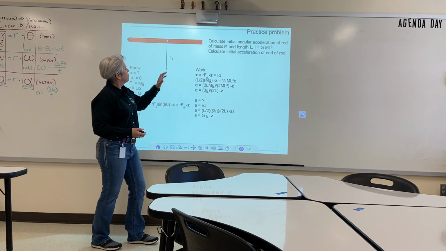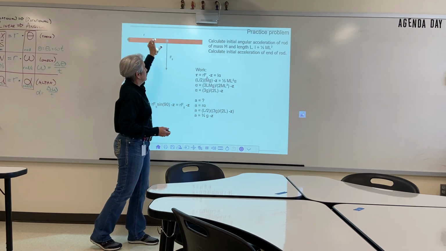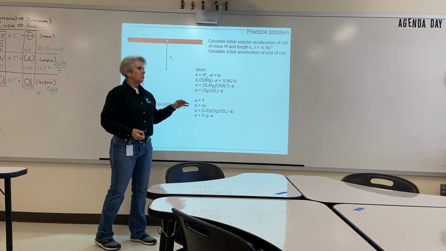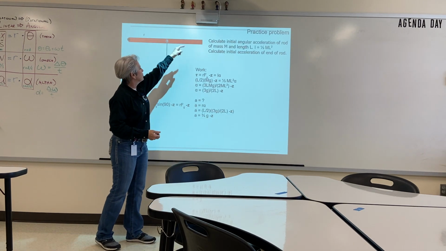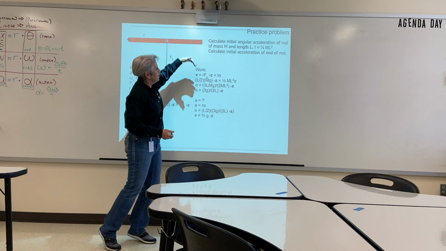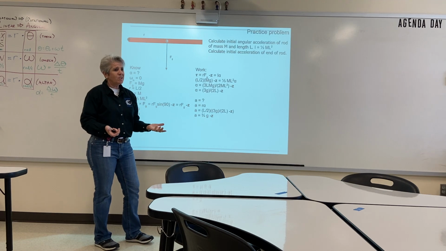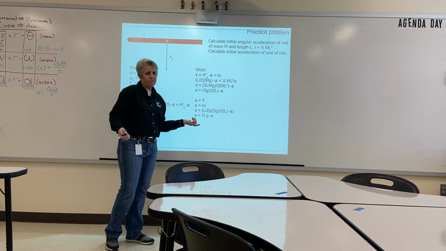Well, sure. If this was not hinged here, if we just let the whole bar drop, it would fall at g. Because it's hinged way over here and you have this long radius, the initial linear acceleration is going to be smaller than g, but pretty big still. Turns out it'll be 3/4 of gravity.